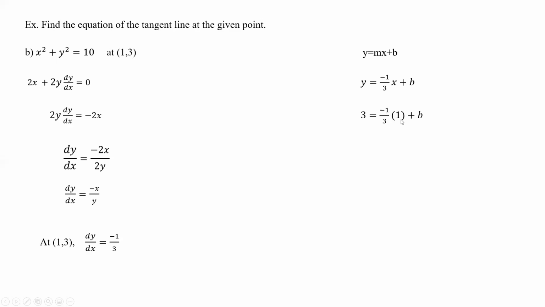Negative 1/3 of 1 is negative 1/3. Pull that to the other side and add it to the 3. 3 would be equal to 9 over 3 plus 1 over 3, so b is 10/3. That gives us an equation now, y equals negative 1/3 x plus 10/3, and there's our equation.